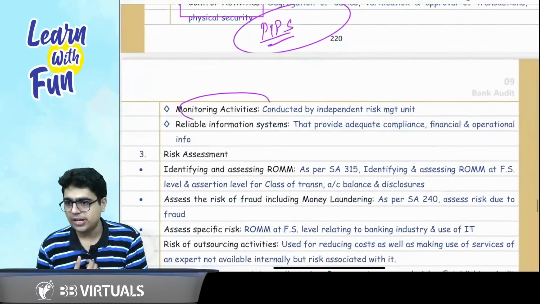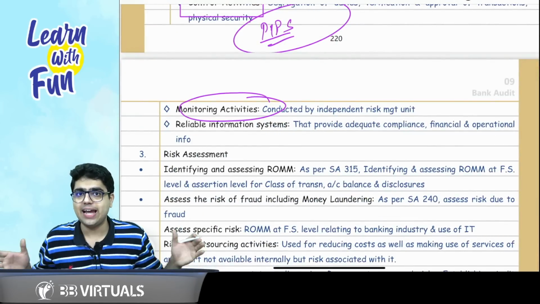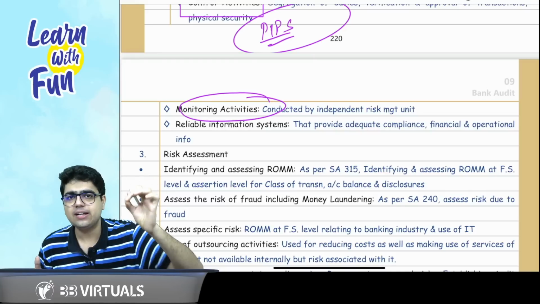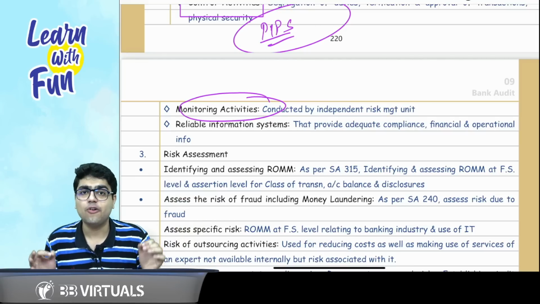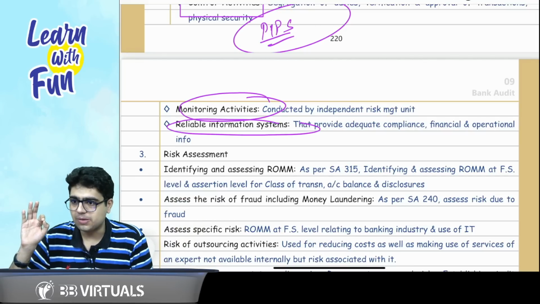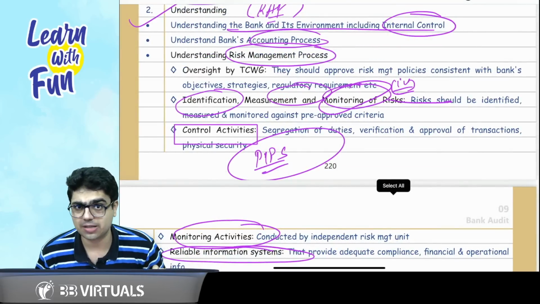Next point, sir, monitoring activities. As I told you, please keep the monitoring part for the fourth point. And in the end, how do you monitor? We need the information. Say it after me. How do you monitor, sir? We need the information. From where will you get it? Reliable information systems. So these are the 5 points of understanding the risk management process.